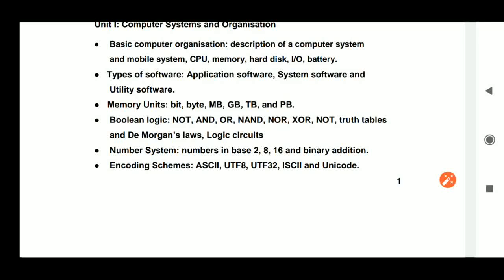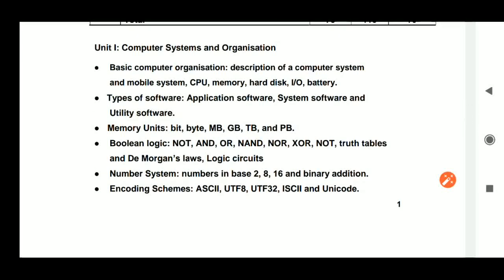Then number system, a bit of number system you already know, different number system and the laws of number system like binary, octal, hexadecimal and decimal number system will be discussed here. Encoding system, what is ASCII code, what is UTF-8, UTF-32, ISCII code and Unicode, these will be discussed. Different encoding system will be provided to you. Now what is encoding system? You know, computer doesn't understand what we understand. What we provide as input, it is directly not understood by computer. Now encoding system helps there.